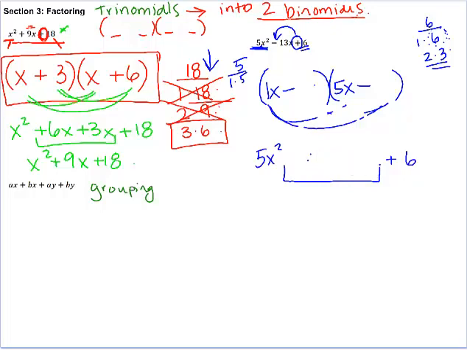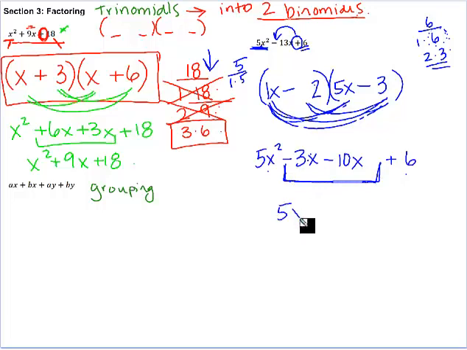So I am now going to try putting my 2 in the first parentheses and my 3 in the second. Now I've already multiplied the 1 times 5x to get 5x squared. So 1 times negative 3 is negative 3x. Negative 2 times 5x is minus 10x. Negative 2 times negative 3 is plus 6. Now here, negative 3x minus 10x gives us 5x squared minus 13x plus 6, which is what we started with, so this would be factored correctly.